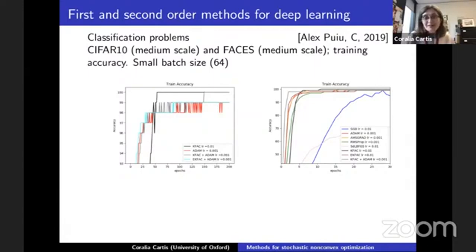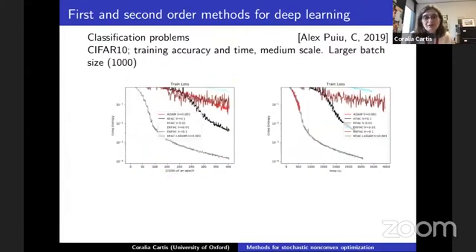As you all know, Adam is pretty hard to beat. But we did have some encouraging numerics. Of course, if the batch size is small, you cannot do a lot. But if you increase the batch size, like 1,000, what we found is that this preconditioned Adam with KFAC, with more second order information, worked well. We looked, of course, at both training error and generalization error, because otherwise it's very misleading.